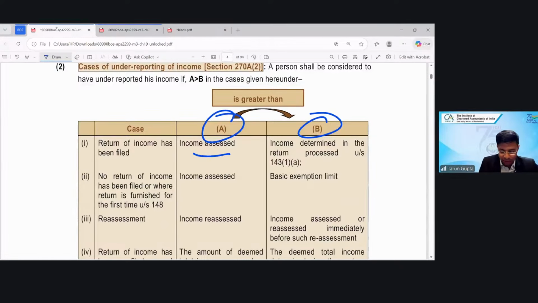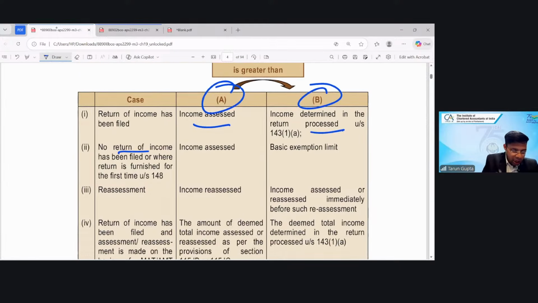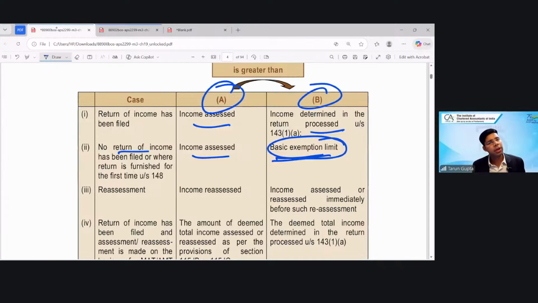Okay. So we say it's a case of underreporting of income when A is greater than B. Now what is A? Income assessed is greater than the income determined in intimation. When no return has been furnished, income assessed exceeds the basic exemption limit. So if the assessee had not furnished any return of income, then of course there would not be any intimation. Then if the income assessed exceeds the basic exemption limit, we will say that there is underreported income. This basic exemption limit is applicable only in case of individual, HUF, AOP, BOI, or artificial juridical person. So if you are a company or firm, and you have not furnished return of income and your income has been assessed, then whatever income has been assessed shall be treated as underreported income and you shall be subject to the penalty under section 270A.